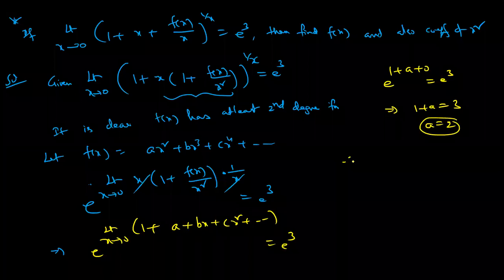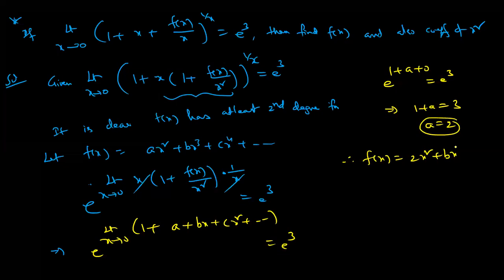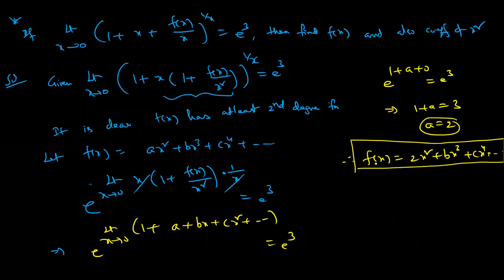Fine. Therefore, f of x is 2x square, bx cube, cx power 4, remaining not required. So this is the function they are asking. Put this value, definitely we can get e power 3. And also, the coefficient of x square, what is the answer? 2. So you should approach like this only. What is the formula I'm using? I'm writing the formula.